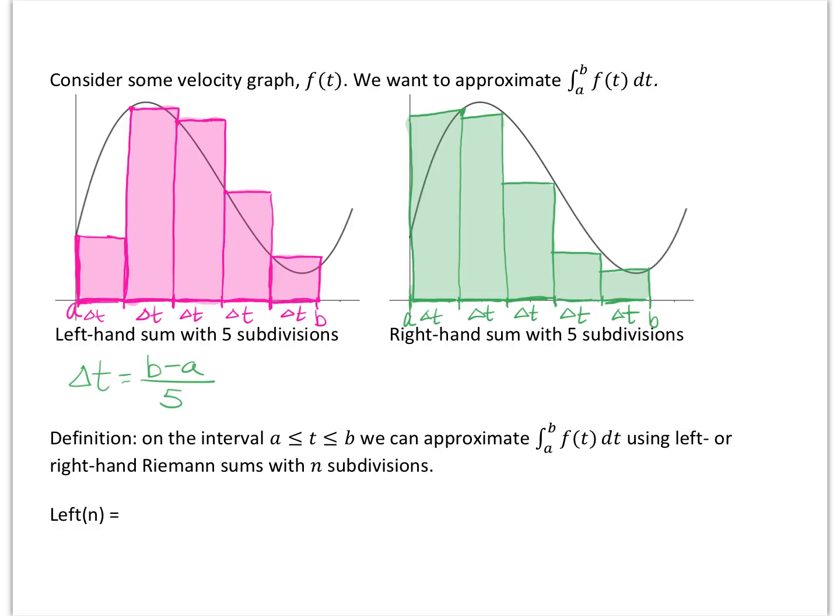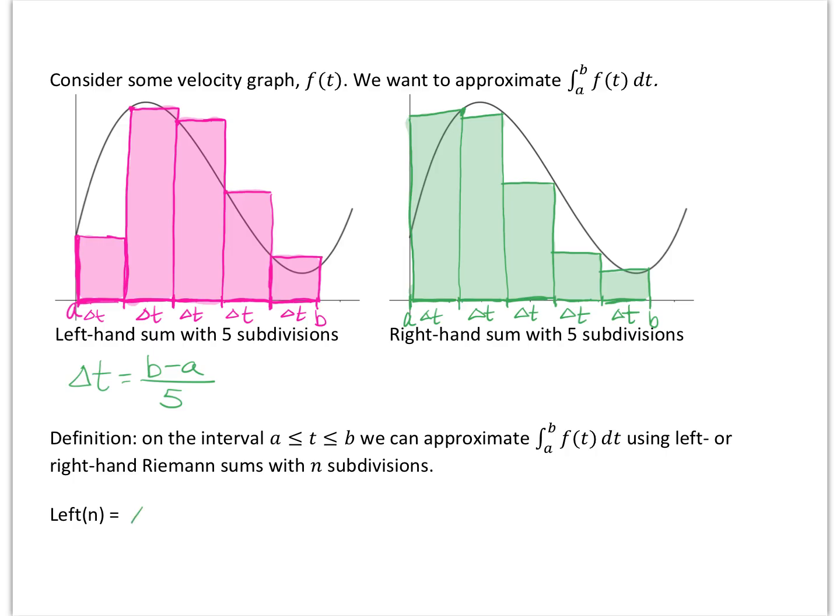So now we're going to define what a left-hand sum is with n equal subdivisions. We're going to define a left sum and a right sum with n equal subdivisions. So it's an estimate for the definite integral, the area under a curve from A to B. And if we're going to break it into n subdivisions, then my delta t is going to be b minus a over n. Okay, but in general, we're going to be adding up a bunch of rectangles.